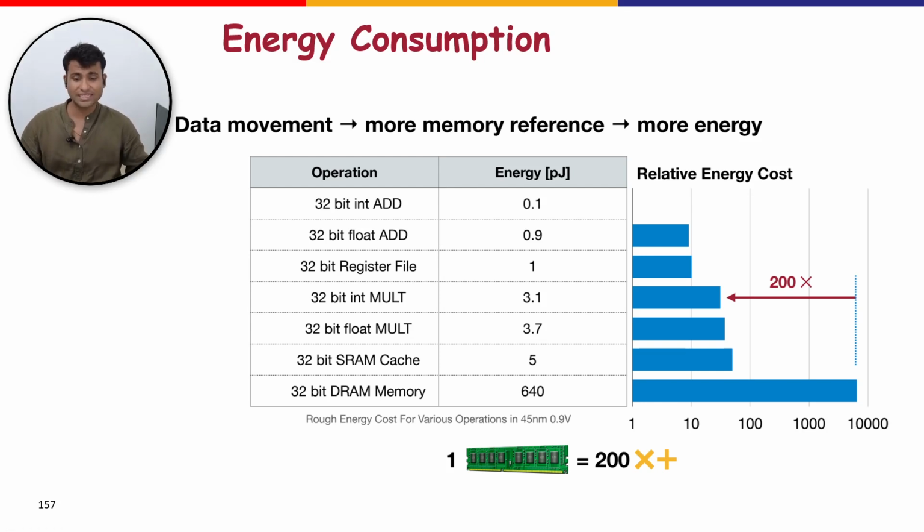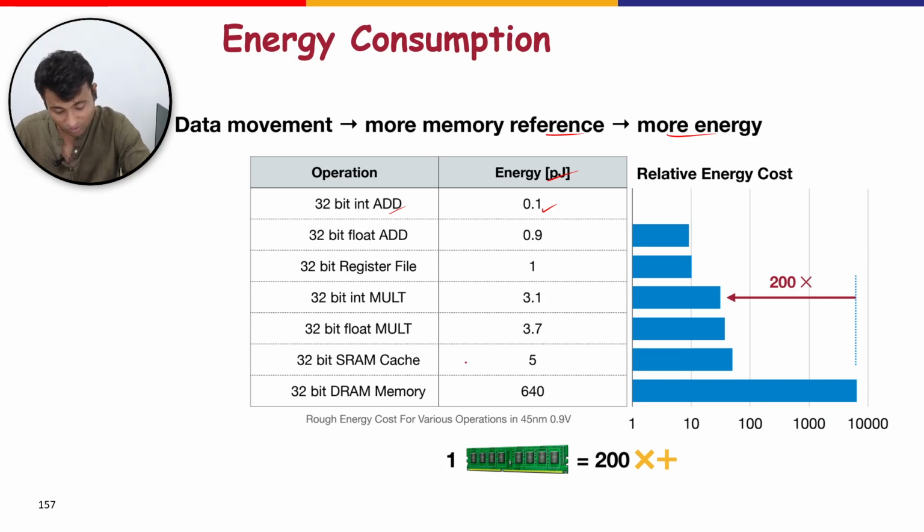So you see that the energy consumption is actually like, the more the data movement, the more memory references and more energy has to be spent. So energy as a metric is calculated in picojoules, and if it's a 32-bit int add operation, then it's taking 0.1 picojoules of energy. And you see that it's a logarithmic scale.